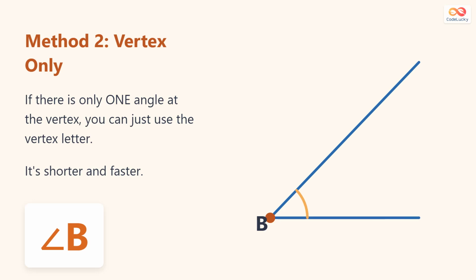Sometimes, mathematicians like to be efficient. If there is only one specific angle at a vertex, you can simply use the vertex letter. So instead of angle ABC, you can just write angle B. It is short and sweet.